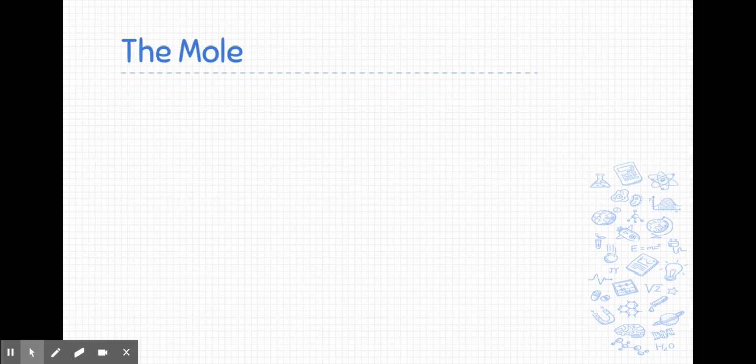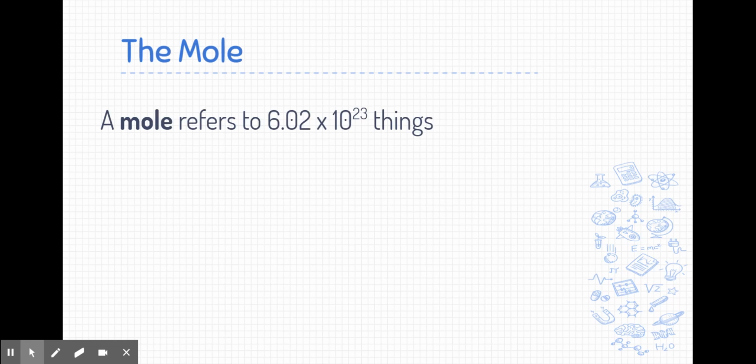The mole is the chemist's dozen. What do I mean by that? Well, a mole in chemistry just refers to a number of things. Now, a lot more things than a dozen. Specifically, 1 mole is 6.02 times 10 to the 23 things. Now, we'll get more precise about what I mean by things, but just think of the mole as a word that means a specific number of things. A dozen always means 12. A mole always means 6.02 times 10 to the 23.